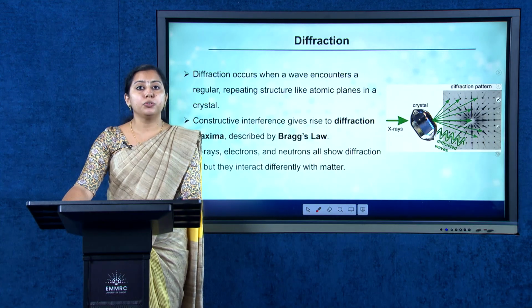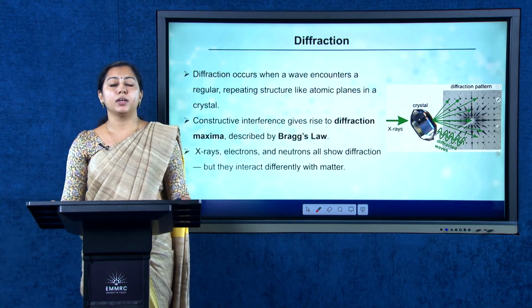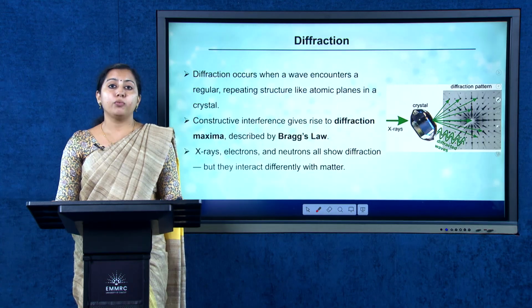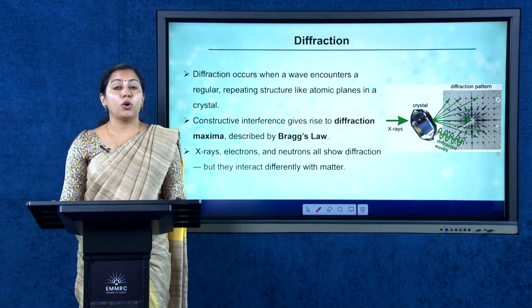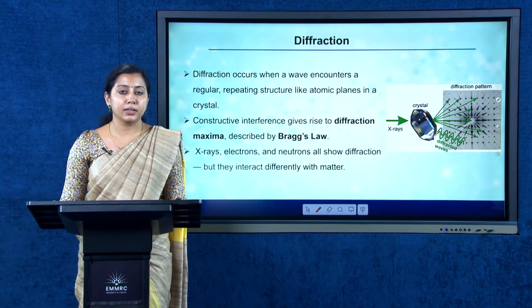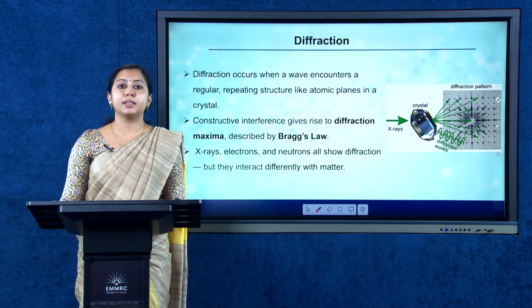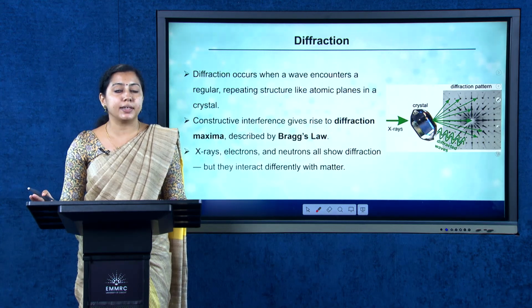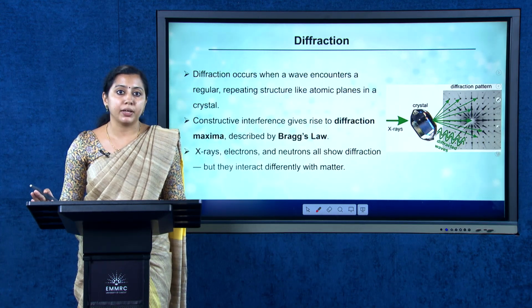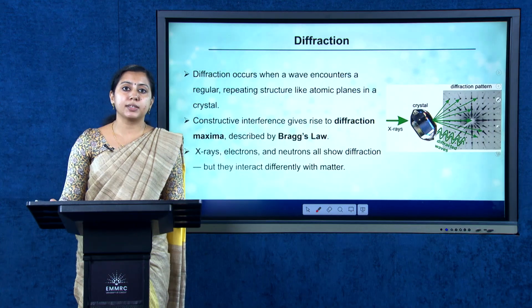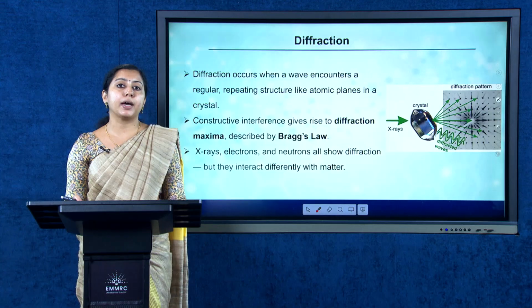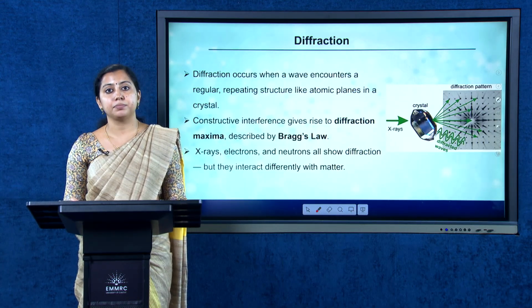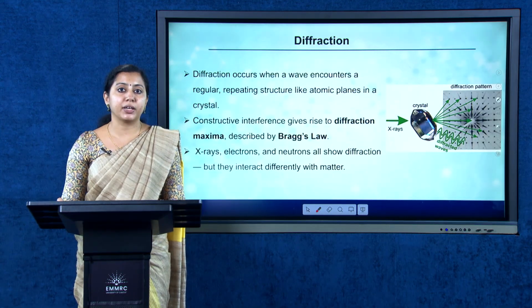So, now we will move on to today's session. In the previous classes, we have discussed the diffraction of X-rays by crystals. That is, we have seen that crystals can be used as diffraction gratings for X-rays. And we have discussed two methods based on X-ray diffraction, namely the rotating crystal method and the powder method or Debye-Scherrer method. So, what is diffraction?